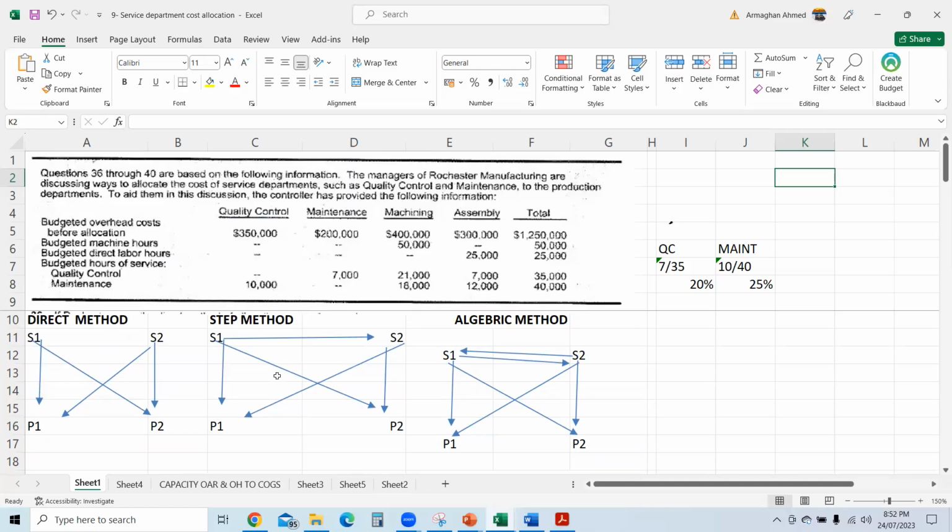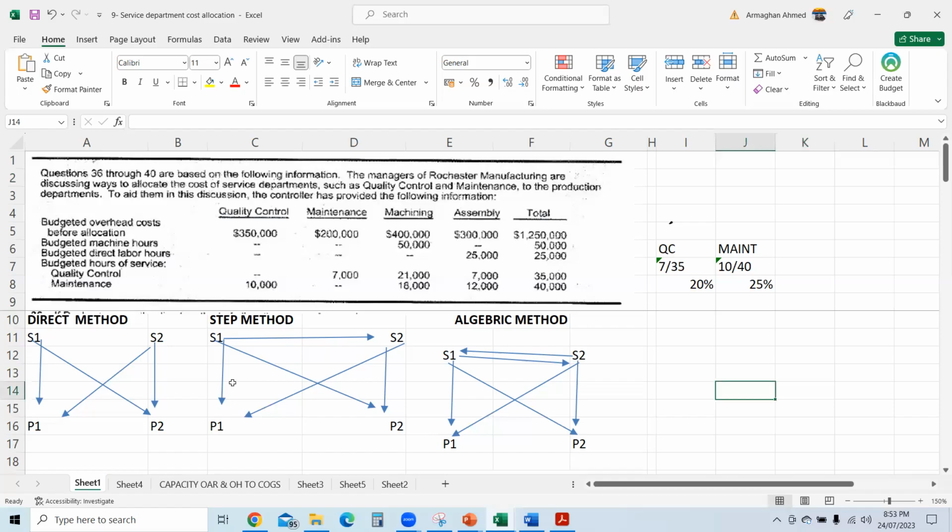The problem with this method is that because we have two service departments, we have to close one department first. But which will be first? Either quality control should be first or maintenance should be first, right? It might be the policy of the company, or when you're giving an exam, it might be given in the question which department to close first.